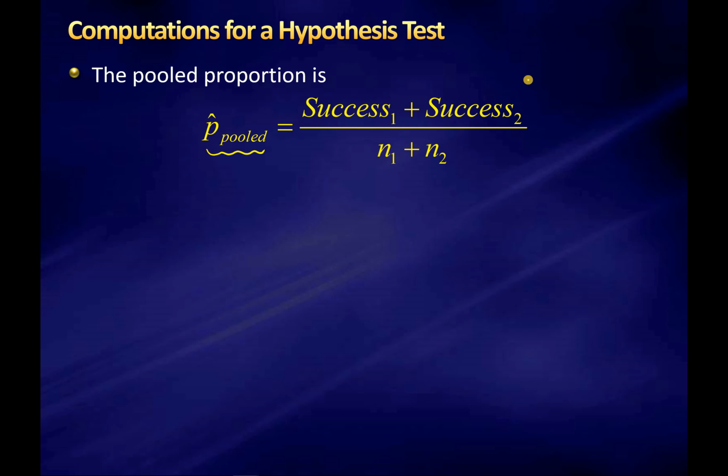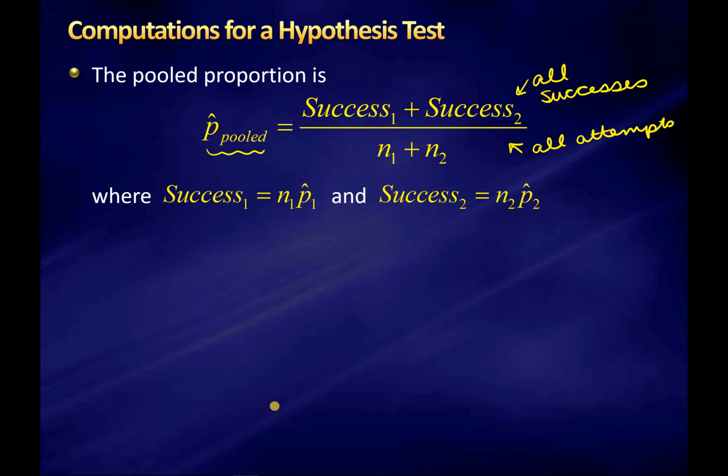So that's all successes over all attempts. The first thing you want to do is calculate that proportion, remembering that the number of successes is the size of that sample times the probability of that success. So if they don't give that to you, you are going to need to be able to compute that. Remember, we talked about using our calculators to do this. Well, in order to use our calculators, we're going to have to be able to talk about the total number of successes in each group.